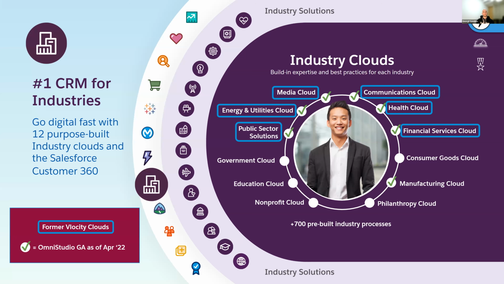Okay, so a little bit about industry cloud. I joined Salesforce through Velocity, through the acquisition about 2.5 years ago. What was formerly Velocity is now part of 6 industry clouds, the one circled up here. And as of today, Omni Studio, which includes OmniOut, is available in these 6 industry clouds plus manufacturing cloud. That's GA as of today.